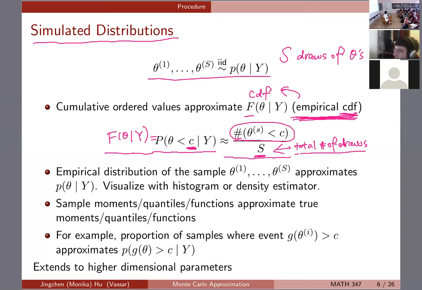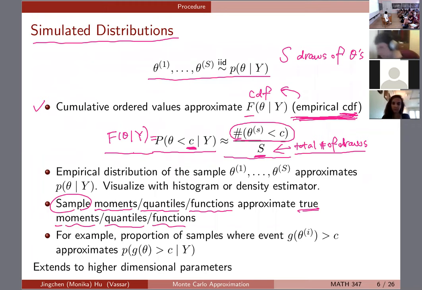So it's cumulative until that point. So this is the CDF, how you can do that. You can also approximate moments, quantiles, and functions. All of the sample ones are going to approximate the true ones as well. So moments, earlier we talked about the first two moments, right? The first moment, the mean. And for variance, you can do that approximation as well. And functions, you can do that as well.